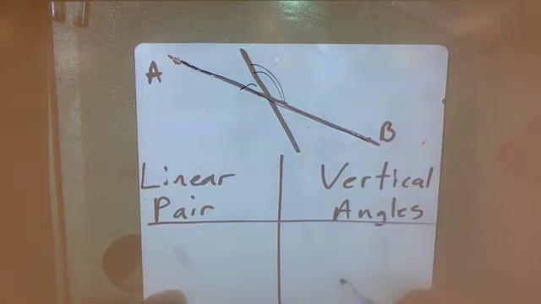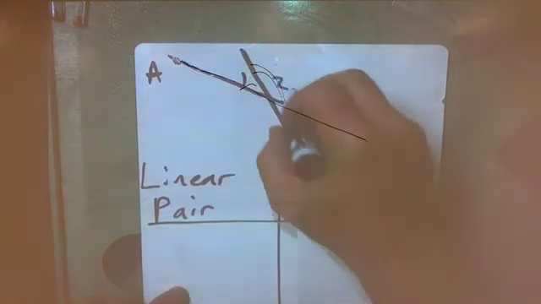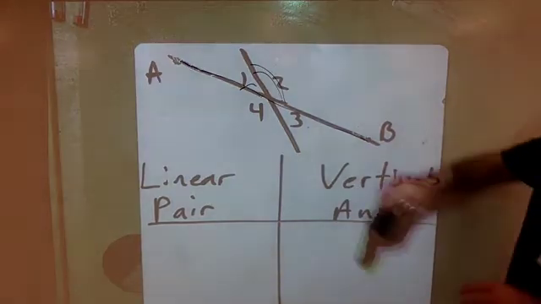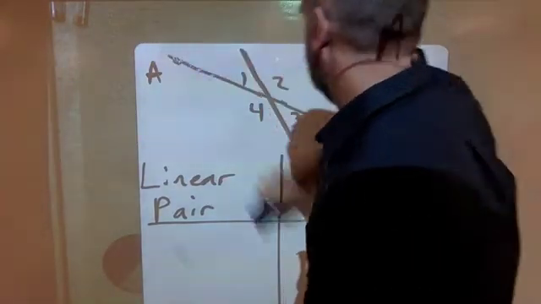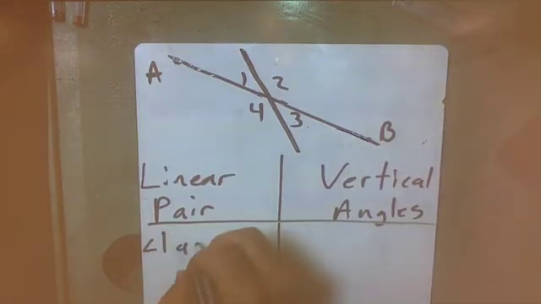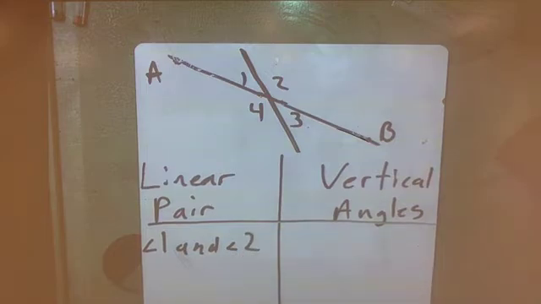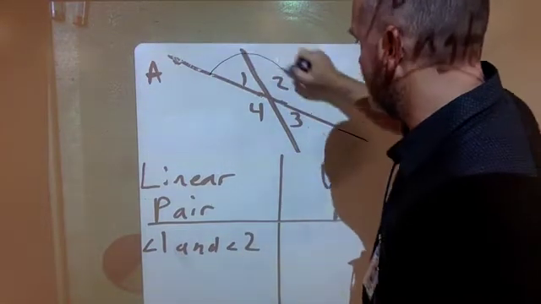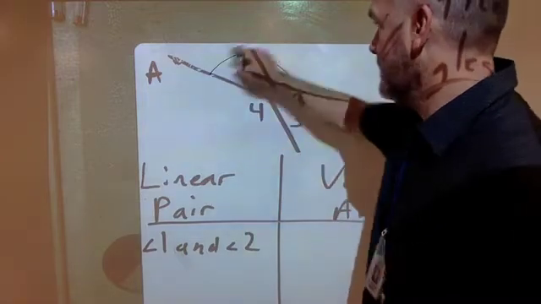A linear pair, let me put numbers in here. 1, 2, 3, and 4. So I've got 4 angles I just made by crossing AB with another line. Call them angles 1, 2, 3, and 4. Angle 1 and angle 2 go in the linear pair column. They make that straight line, the 180 degrees on a straight line.